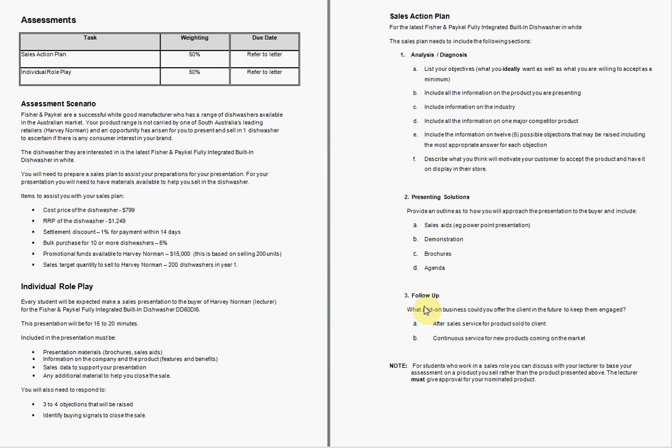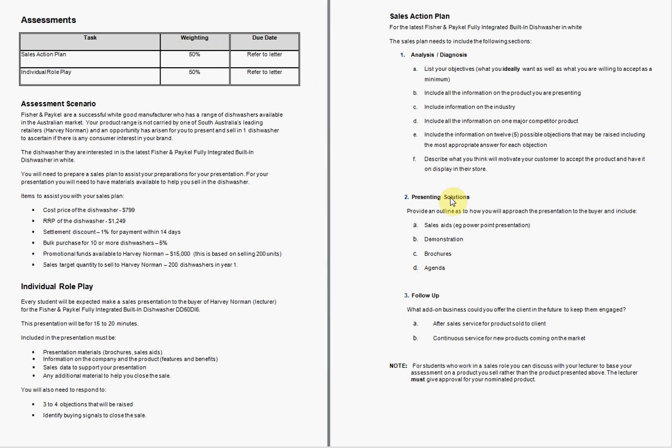The third thing you need to cover is the follow-up, and we're talking about what add-on business you could offer the client to keep them engaged. The after-sales service, once the product is sold, what would you do? And also the continuous service for new products coming onto the market and other items that may be of interest to the customer.